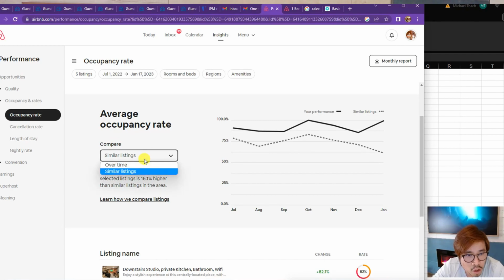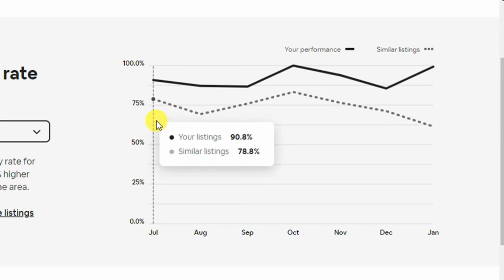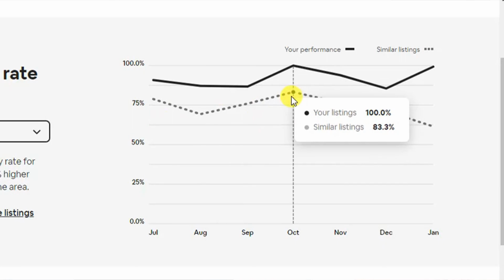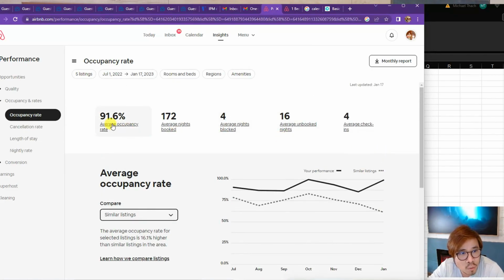You can compare your listing with other similar listings over here. You can see that the average listing of other listings are around 78 to around 83 and sometimes down even to 61%. So you see that 91% is doing really good.